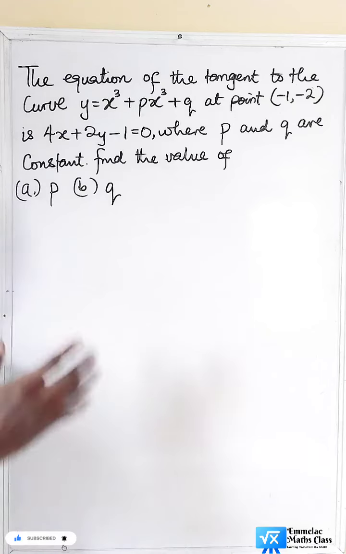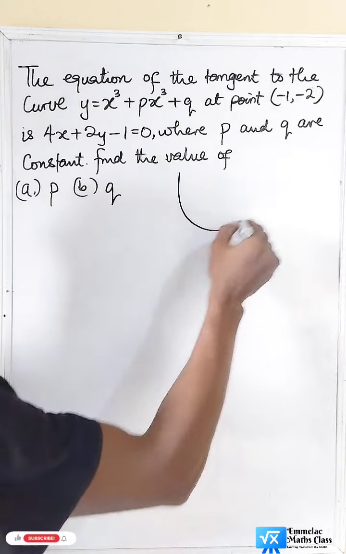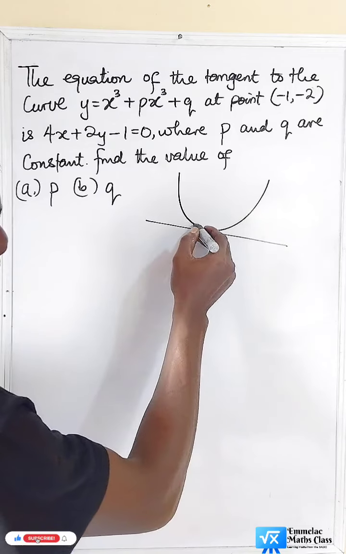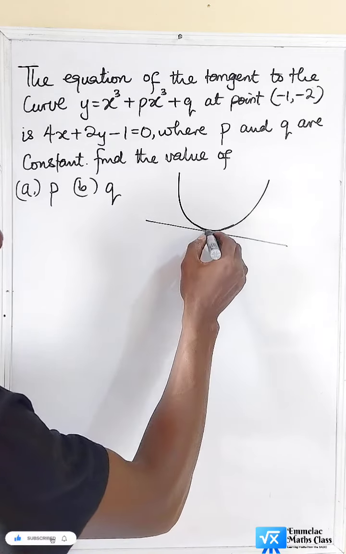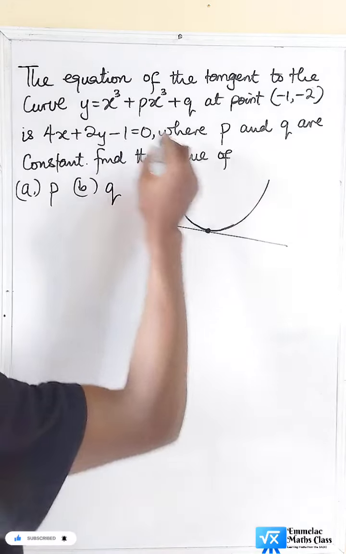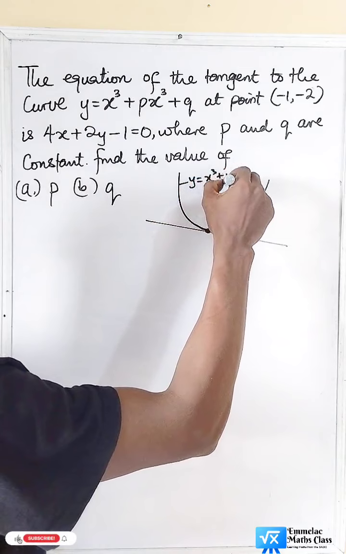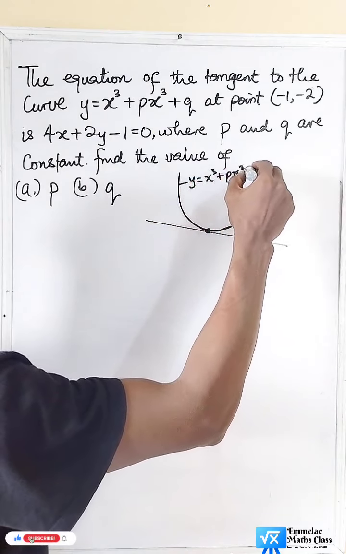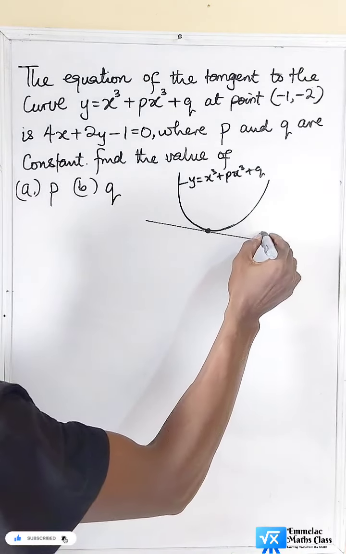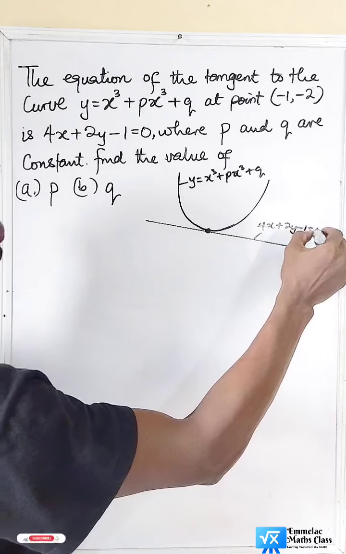Now, to give you a better illustration of this, let's assume that this is a curve and this is a tangent, so they meet here. Here is the curve, which is y equals x cubed plus px cubed plus q, and here is the line of the tangent, which is 4x plus 2y minus 1 equals what?